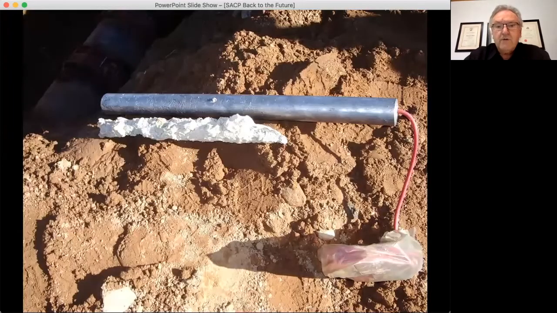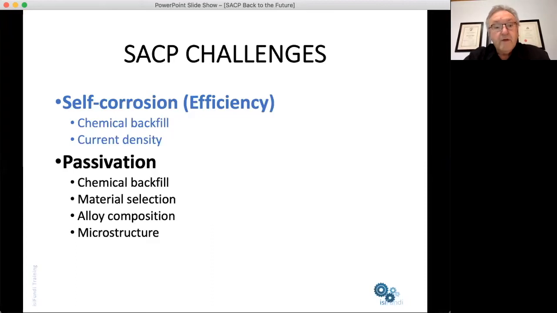Here's an example of what I mean. There's one of those magnesium anodes which has corroded away quite significantly, to the extent that this portion of the anode has actually broken off the rest of the anode, which was originally this full length. So self-corrosion is a problem. It is not nearly so much of a problem with zinc and aluminium, which is why we would prefer to use those two materials. But if you think back about those driving voltages, zinc and aluminium have a much lower driving voltage than magnesium.